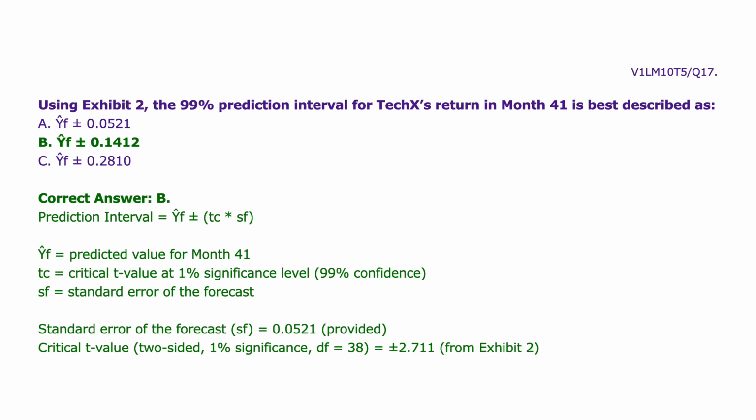Prediction interval is the predicted value, y hat, plus or minus the product of the critical t-value and the standard error of the forecast. For a 99% confidence interval, 1% significance, you must use the two-sided critical t-value, 2.711, rather than the one-sided value. Standard error of the forecast, SF equals 0.0521, is provided directly in the text and is the correct term to use for a prediction interval, rather than the standard error of the estimate, SEE.